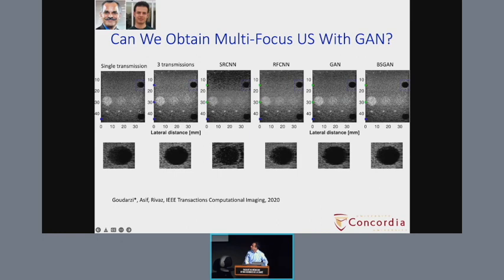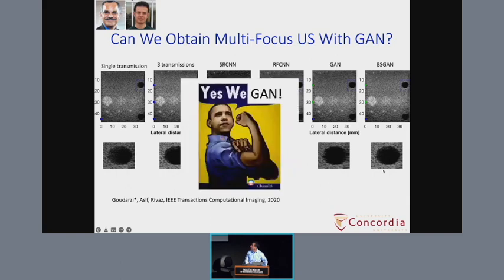So again, this is an image collected from a real phantom. So here we see that the focal point is here, and because of that, the quality of the image is quite poor up there at basically this cyst. So this is the blown up version. And this is the 3 transmissions, so we transmitted 3 times, and this is sort of like the ground truth image. Again, the CNN super resolution methods and our GAN methods, and again, we see that the boundary seeking GAN generates the best result. So we see that, yes, actually, we can generate good images with GAN.